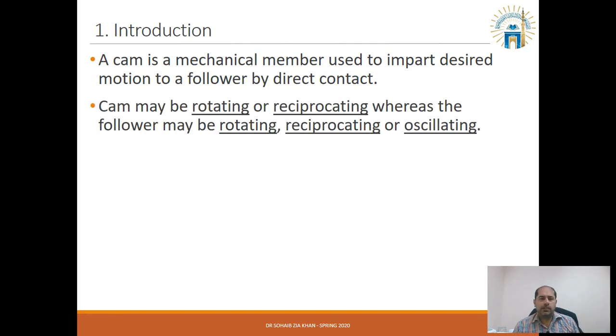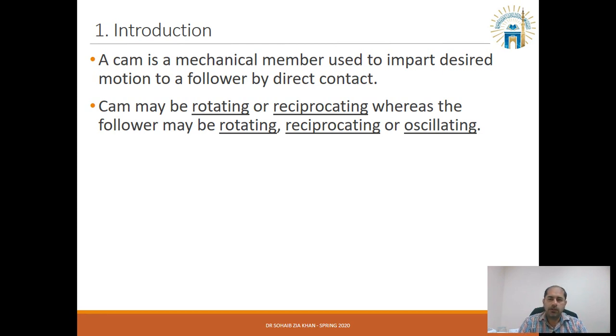Cam itself, as we said, has two parts, cam and the follower. The cam itself can be rotating or reciprocating, whereas the follower may be rotating, reciprocating, and oscillating. So it can oscillate between two points, maybe in a straight line or non-straight line. It depends upon the whole construction or the way they are in contact. The cam and follower are in contact with each other.